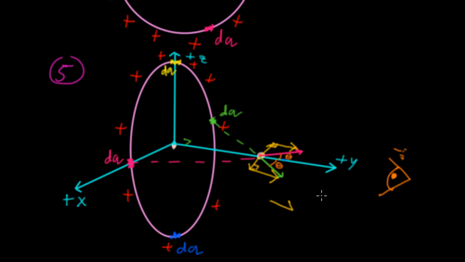So just looking at the green and pink vectors, we end up seeing that their resultant vector ends up pointing something like this. Their net electric field vector ends up pointing something like this along the positive y-axis. So that's for the green and pink vectors.